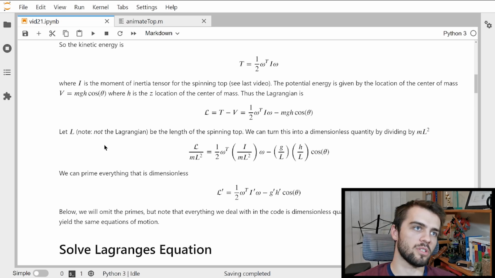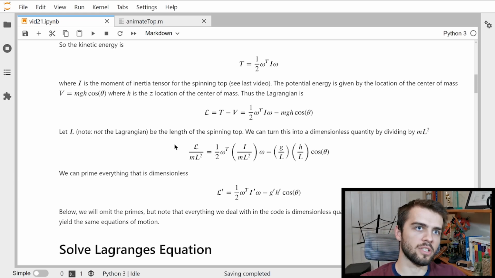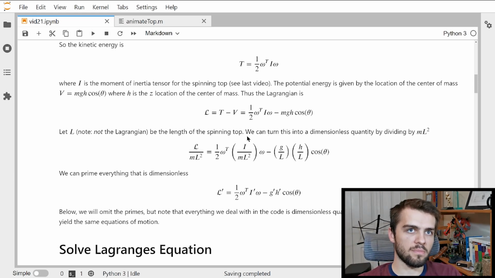So I let curly L, which is not the Lagrangian here, be the length of the spinning top from top to bottom, essentially, and m be the mass. And so we can divide everything by m L squared to get something that looks like this. So I have the Lagrangian divided by m L squared is 1/2 omega^T I over m L squared omega.